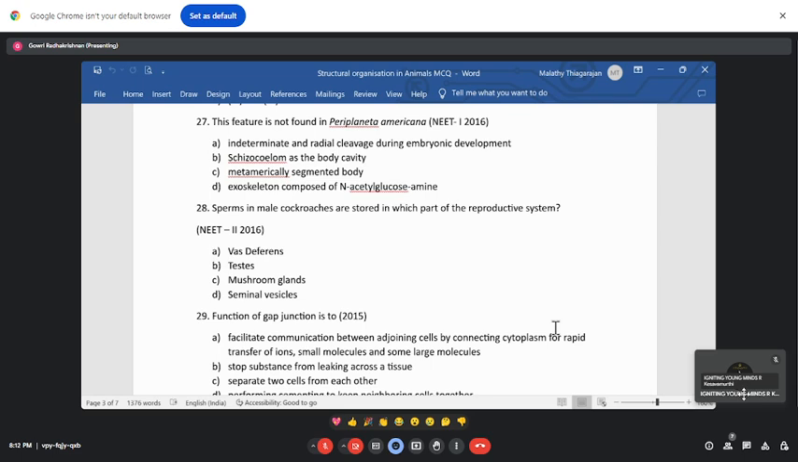Now 28. Sperms in male cockroach are stored in which part of the reproductive system? Seminal vesicles. The seminal vesicle is like a sac, and the sperms will form like a cluster. They will be glued together like a cluster inside the seminal vesicles. Okay.